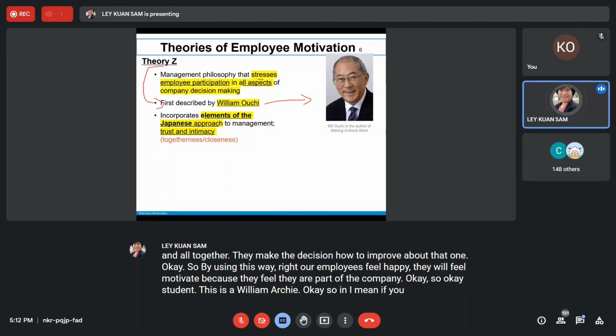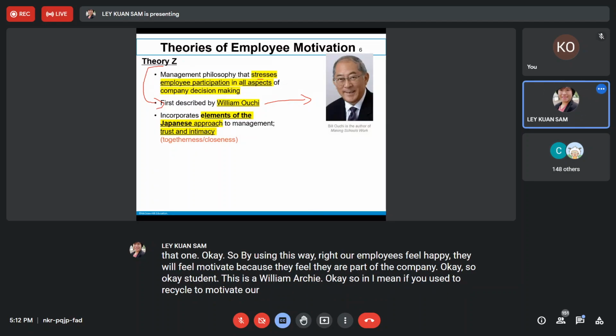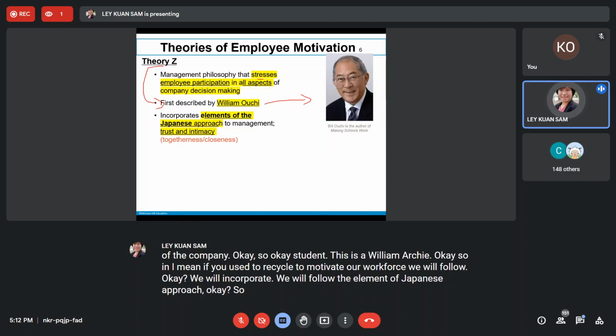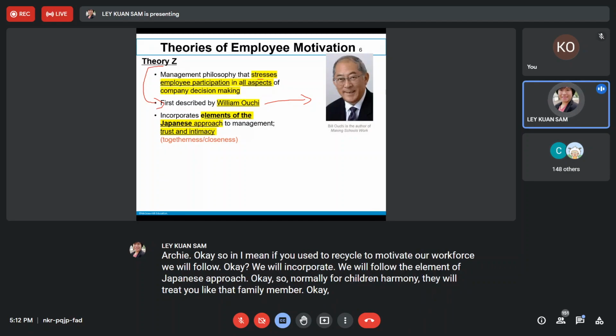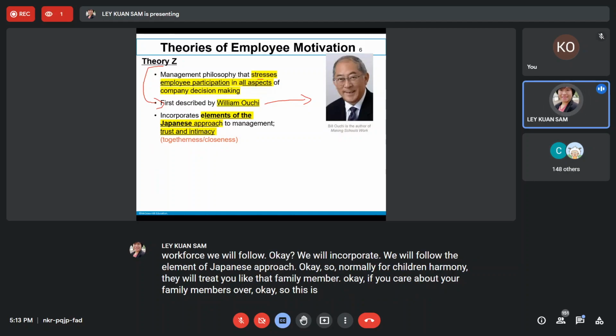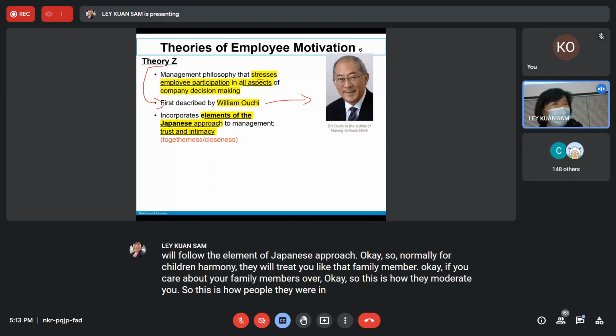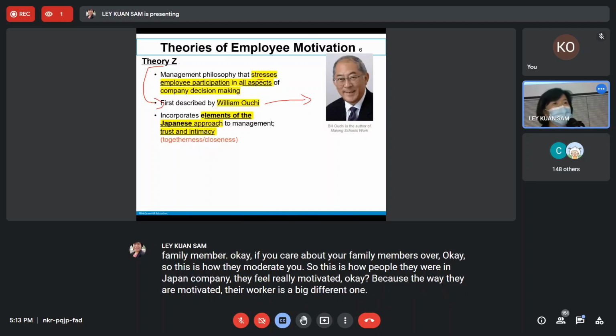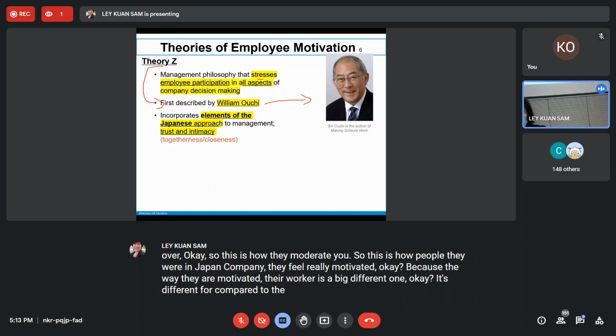If we use Theory Z to motivate our workforce, we will incorporate the element of Japanese approach. Okay, so normally for Japan company, they will treat you like their family member. Okay, they will care about your family member also. Okay, so this is how they motivate you. So this is how people who work in Japan company feel really motivated. Okay, because the way they motivate their worker is a bit different, different compared to the United States leader.